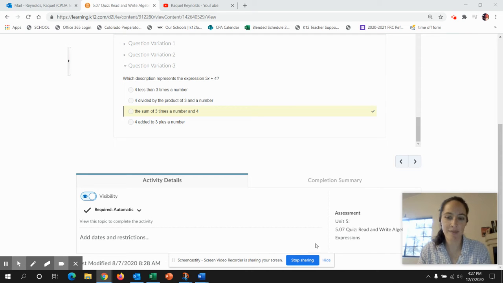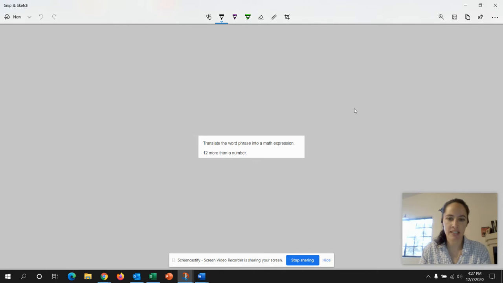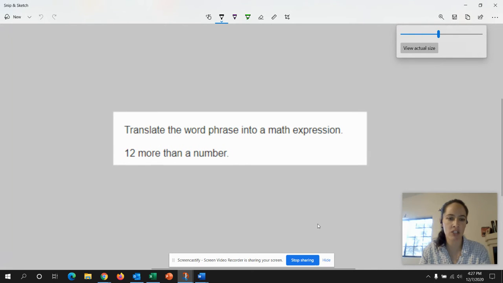Quiz 507. I'm ready this time. I see it down there. So here we go. Let's start with this one. That's fine. Let's translate this. Let's translate this word phrase into a math expression.